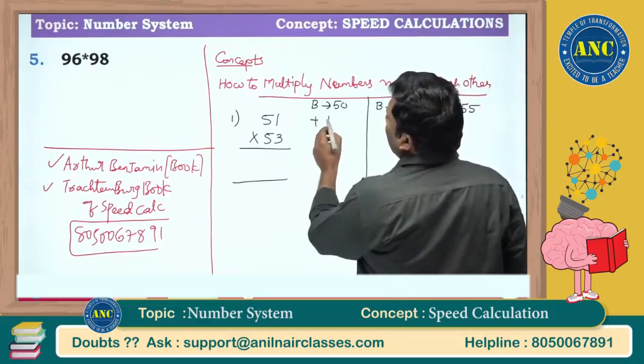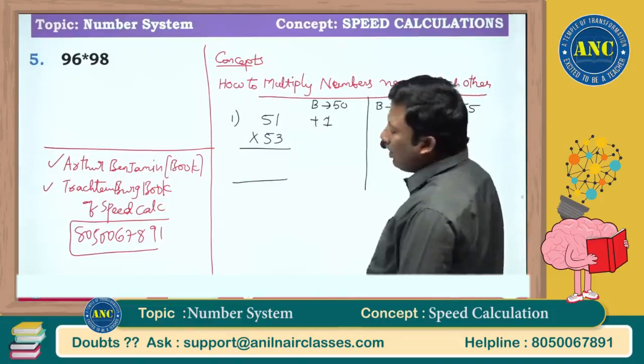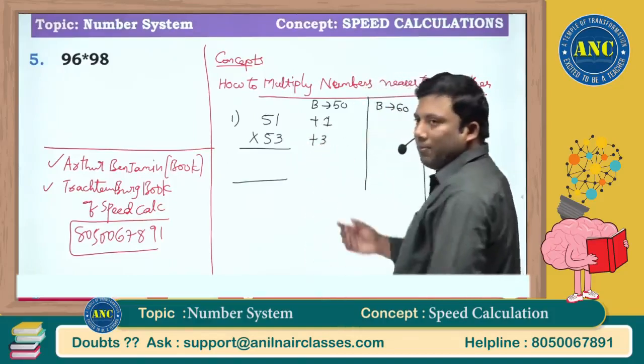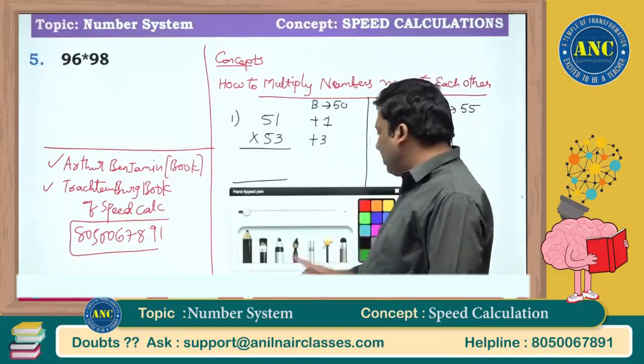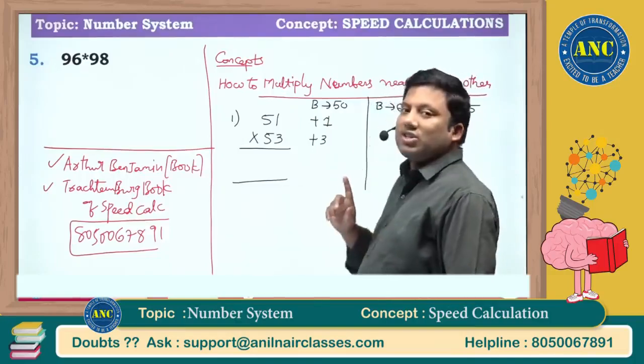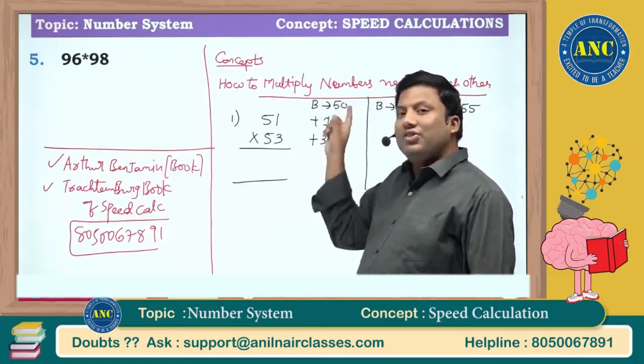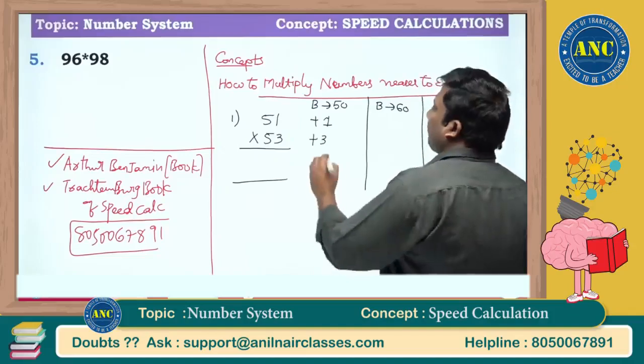51 is 1 more than 50. 53 is 3 more than 50. The numbers which I wrote here are the deviations from the assumed base.